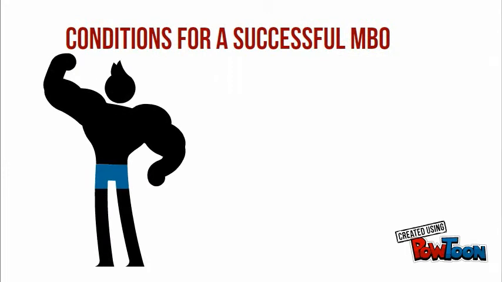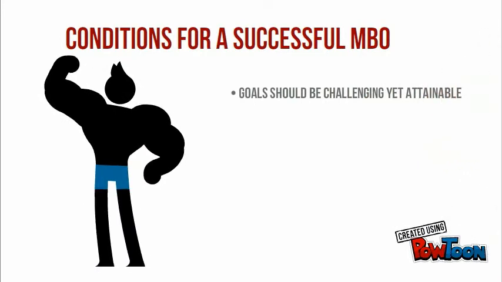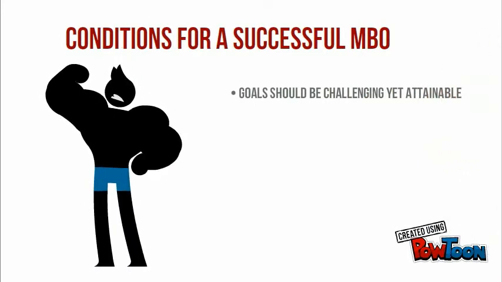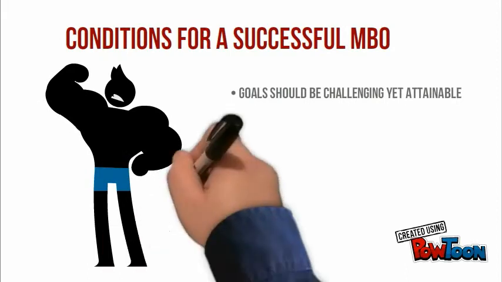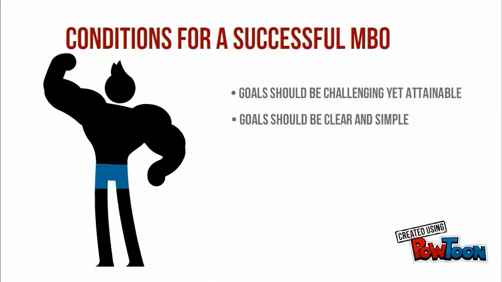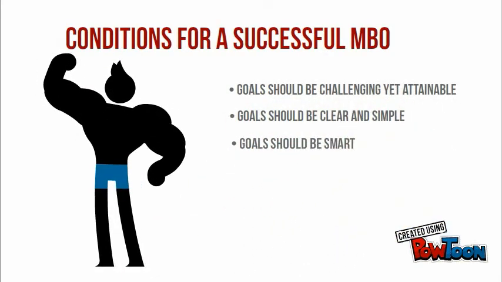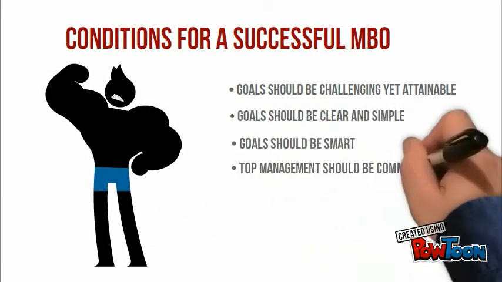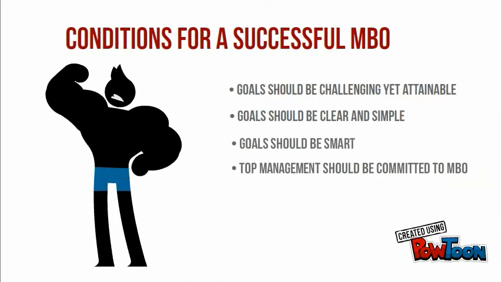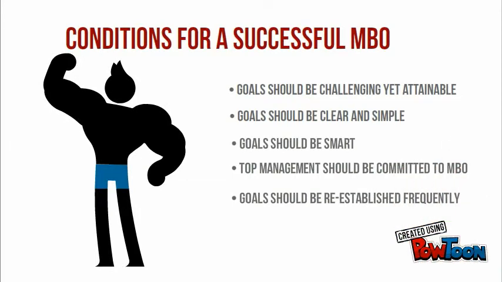In order to overcome these disadvantages, companies should define challenging yet attainable goals, since if they are too easy, employees are not motivated, but if they are too difficult, employees are frustrated. Define clear and simple goals, as studies show that employees perform better that way than if their only instruction was to perform as well as possible. Define SMART goals that are specific, measurable, actionable, realistic, and time-sensitive. Guarantee top management commitment, since research showed that it leads to higher average gains in productivity. And reestablish goals frequently, as Deloitte recently found that those who set goals quarterly were nearly 4 times more likely to be top performers.